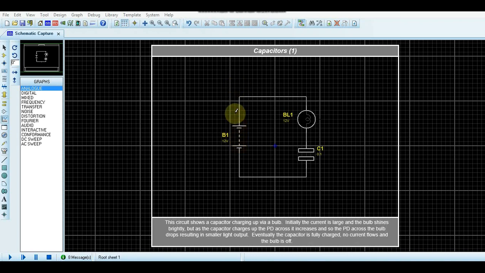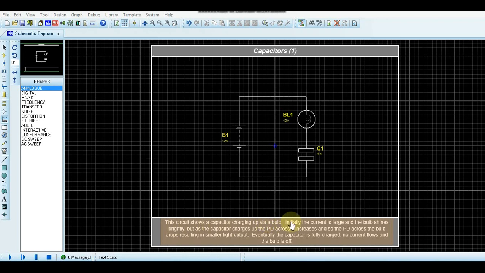Okay, how does a capacitor charge? If you see this circuit, this is B1, that is a 12 volt battery, and this is connected to the bulb BL1, which is also 12 volt. And here you can see you have one capacitor C1. The value for this capacitor C1 is 0.1 microfarad. So how does this circuit work? This circuit shows a capacitor charging up via a bulb.